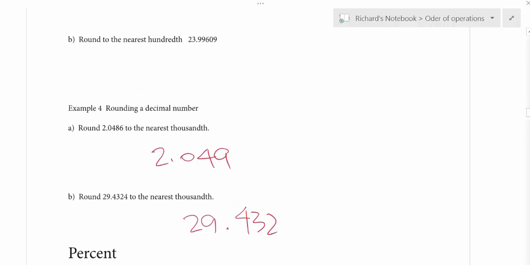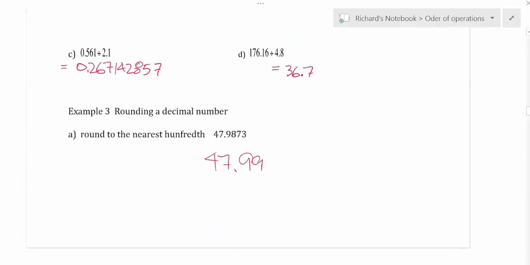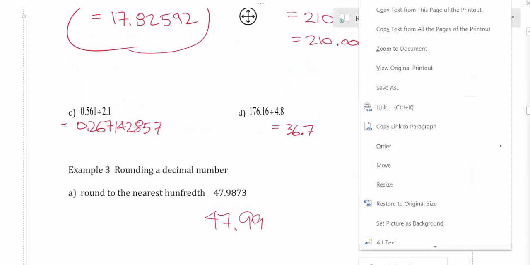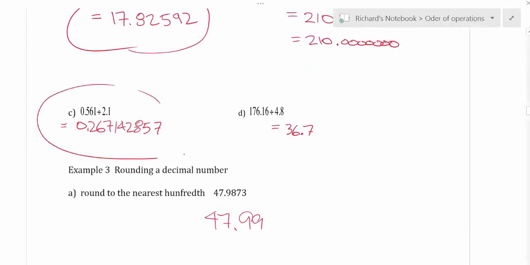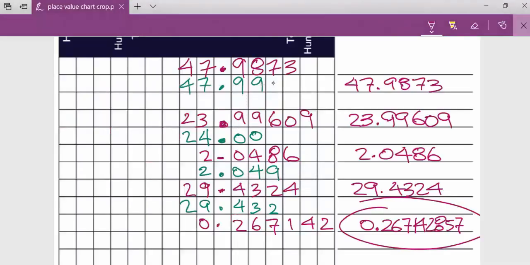Earlier, we'd looked at a calculation. So suppose this number, 0.267142857, say we were told in our test to round that to the nearest tenth. How do you do that? Well, let's look at the place value chart. As you can see, this number is off the chart. The last digit that I've been able to write down is actually in the millionths place value.